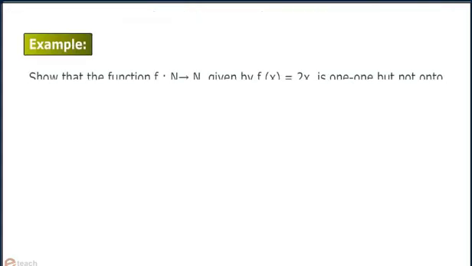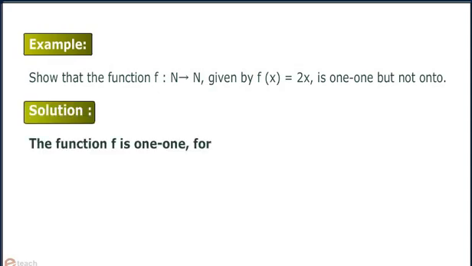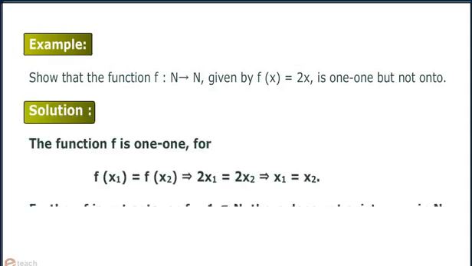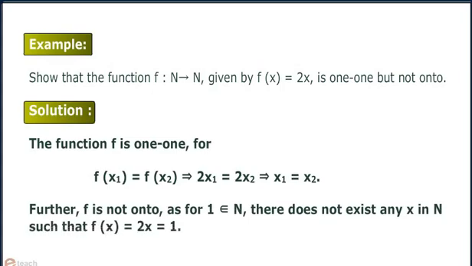Let us have an example over types of functions. Show that the function f from N to N given by f(x) is equal to 2x is one-one but not onto. Let us have the solution. The function f is one-one for f(x1) is equal to f(x2). This implies 2x1 equals 2x2. This implies x1 equals x2.